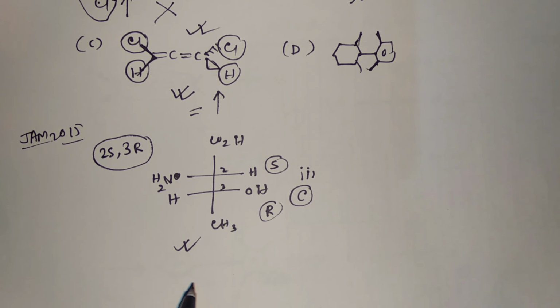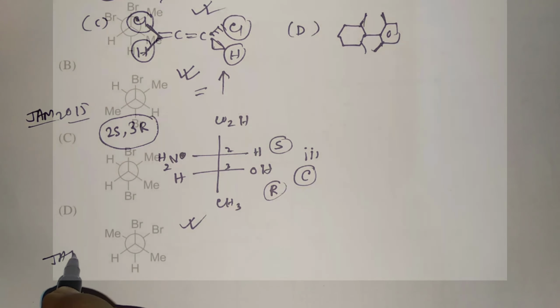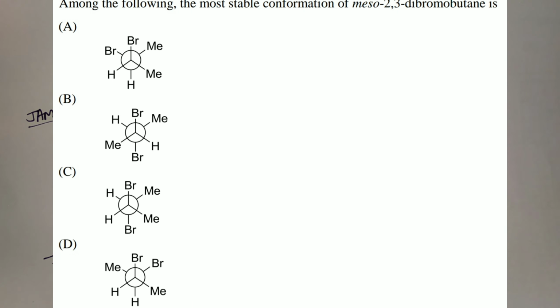Next, coming to JAM 2016. The question was, which one is most stable? You can see the question on your screen, and in case of A, Br and Me are in a consecutive manner. That is why the repulsion is much more.